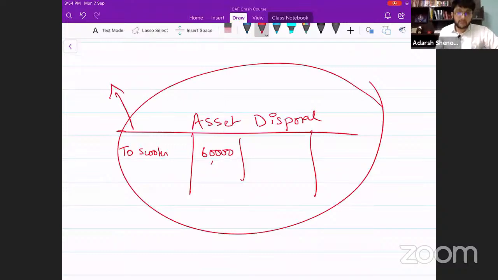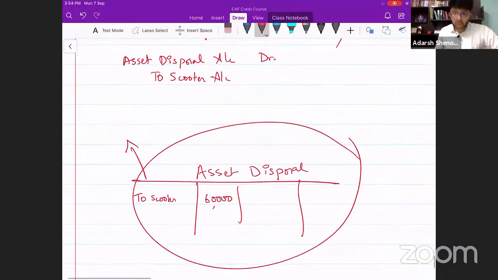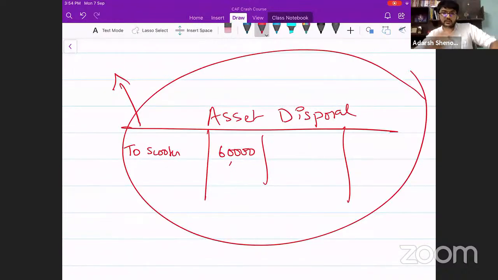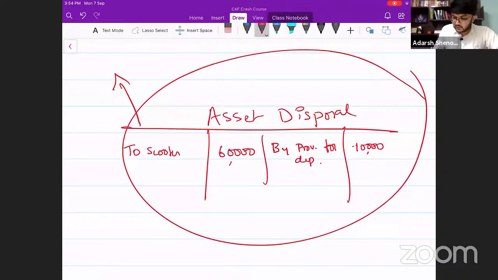Now we need to calculate the book value. So where is the depreciation on the scooter? Where are we collecting the depreciation? It is being collected in the provision for depreciation account. So transfer it. After 1 year you are selling it, that means only 1 year's depreciation will be there in that provision account, which is 10,000 rupees.